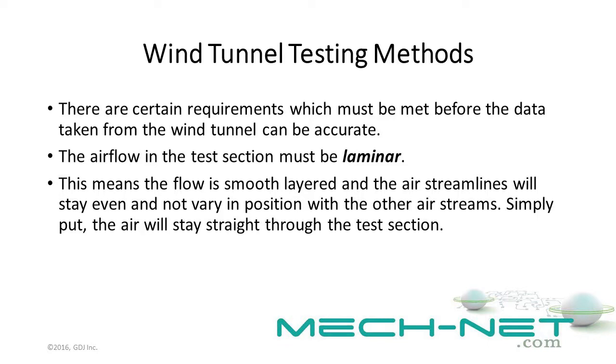There are certain requirements which must be met before the data taken from the wind tunnel can be accurate. The airflow in the test section must be laminar. This means the flow is smooth and layered, and the air streamlines will stay even and not vary in position with the other air streams. Simply put, the air will stay straight through the test section.